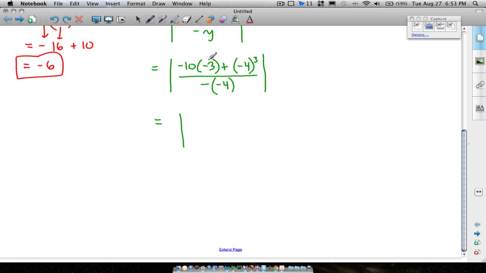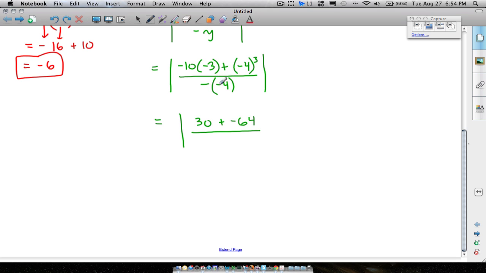Working with the top, we can multiply these together and we can deal with this exponent at the same time. Then we'll worry about adding them. So -10 times -3 is a +30. Bring down your plus. And -4 cubed, a -4 times a -4 times a -4, is a -64, and this is all over the opposite of a negative 4.